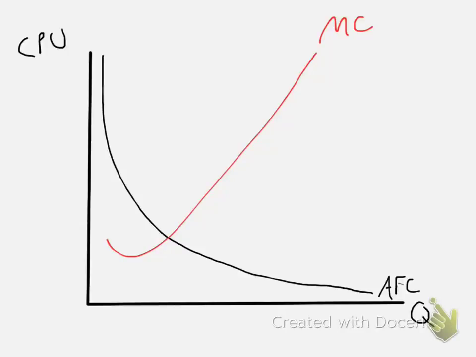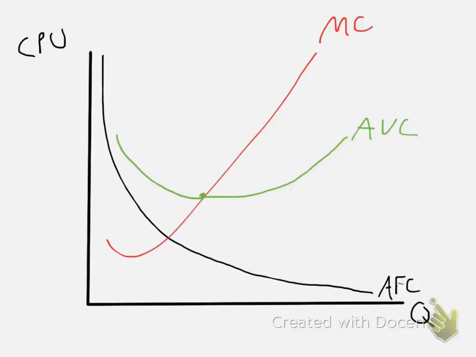Now, average variable cost intersects marginal cost at the minimum of the average variable cost. So here's the minimum. I'm going to draw the curve coming up this direction and coming up that direction. I'm going to label it average variable cost. And then the last curve we're going to throw on top of here is the average total cost.